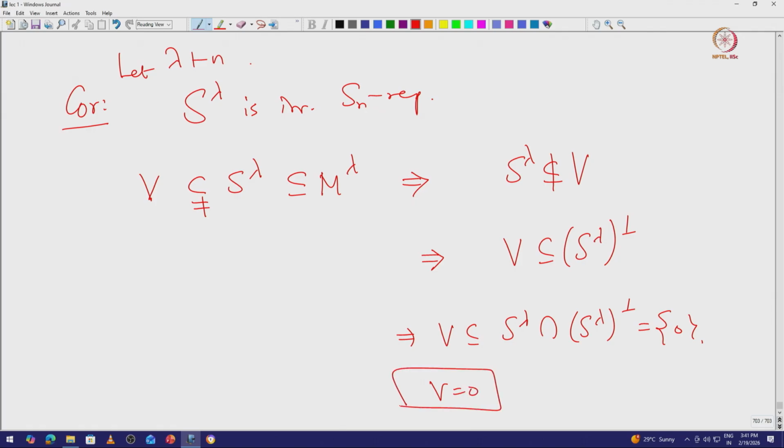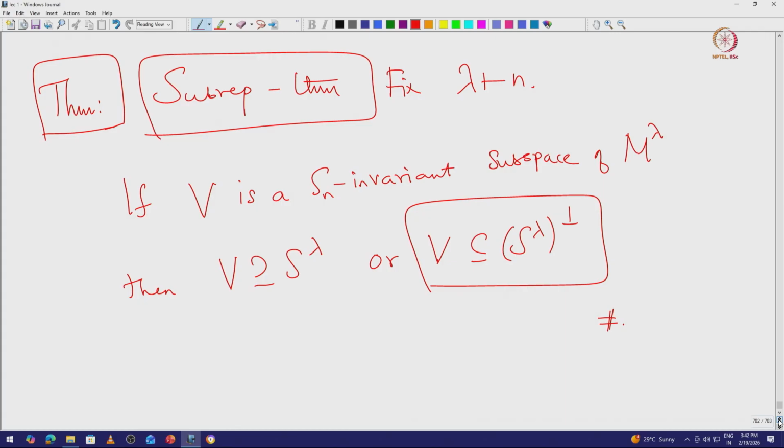So, this proves that any proper Sn invariant subspace is supposed to be trivial. So, the subspace theorem immediately implies that the S lambdas are all irreducible. Now let us prove this subspace theorem.